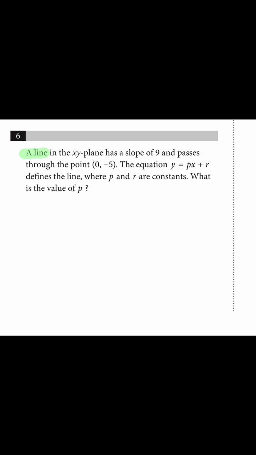We're dealing with a line, so I'm just going to go ahead and rewrite this y equals px plus r as our normal slope-intercept equation, which is y equals mx plus b, right? They're just letters, so you can change them if you want, which is what they did here. But I'm going to change them back to what we're used to. And it says it has a slope of 9, so that is this value here. That would be 9, because m stands for slope, okay?